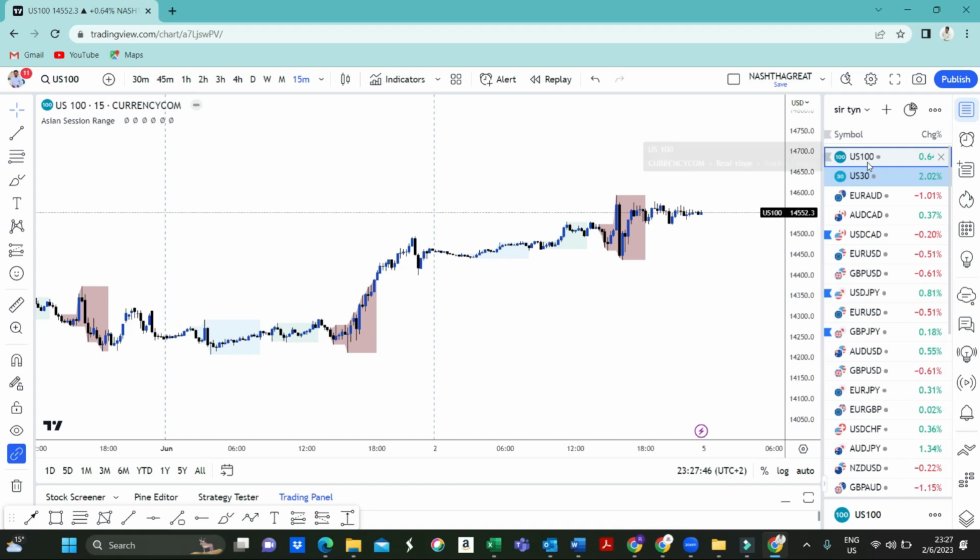This strategy is applicable on US30 and NAS 100. If you want to trade NASDAQ and US30, these are indices that actually have volume during the New York session. So we're going to be trading these instruments only during the New York session, right?